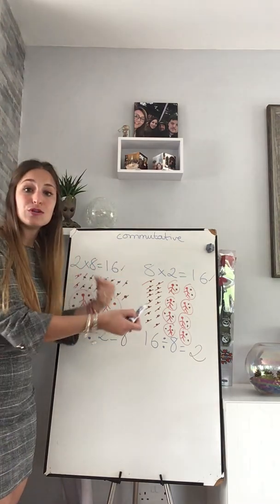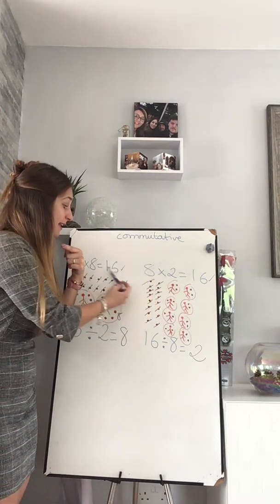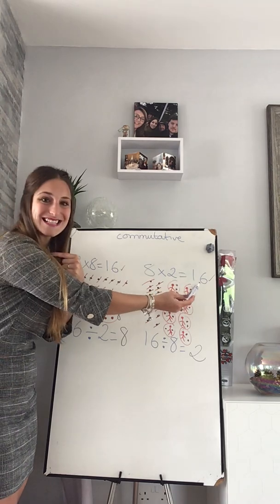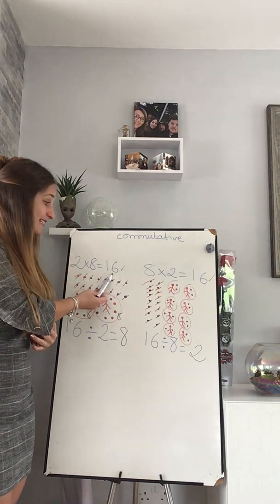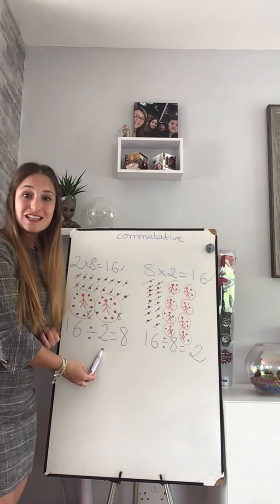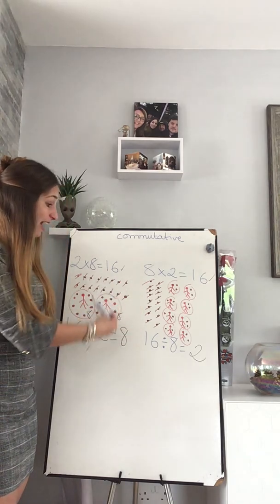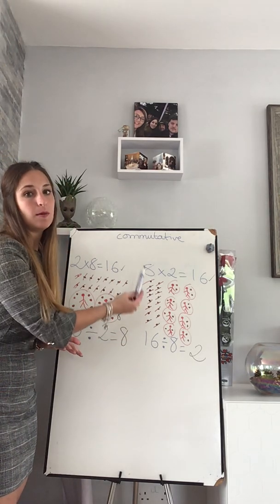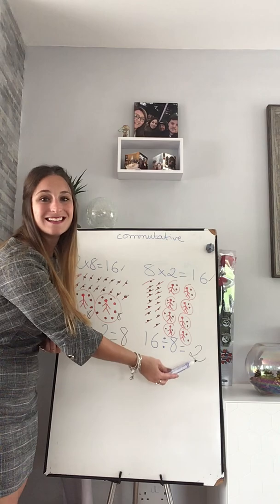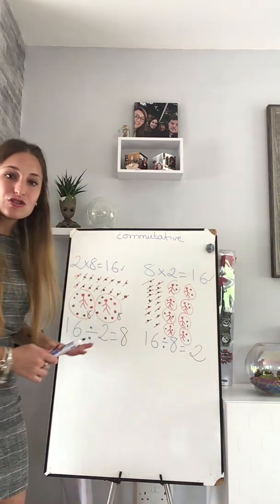So look, just by knowing that 2 times 8 is 16, and that multiplication is commutative, I can do the opposite: 8 times 2 is 16. Then I will know that 16 divided by 2 will be 8, and 16 divided by 8 will be 2. Okay, so that's going to be your work today.